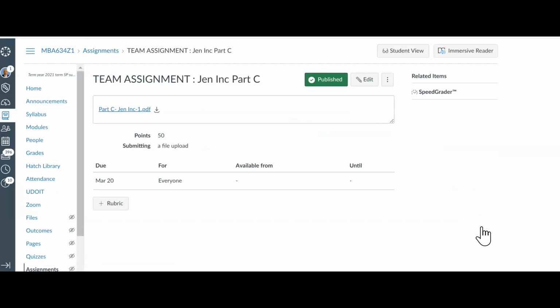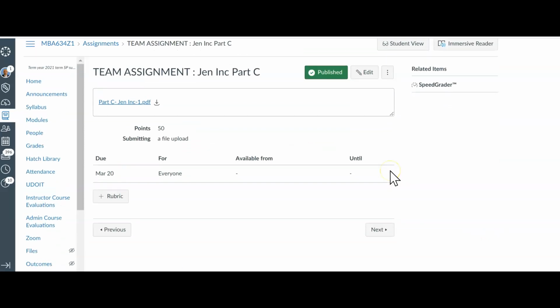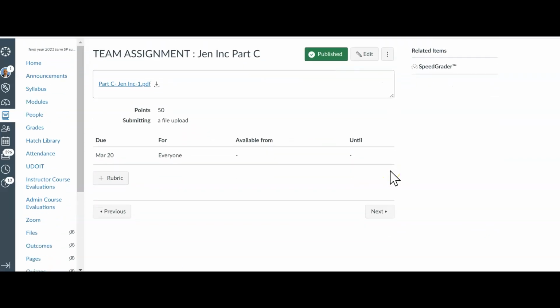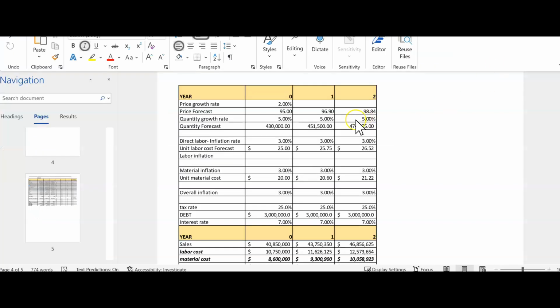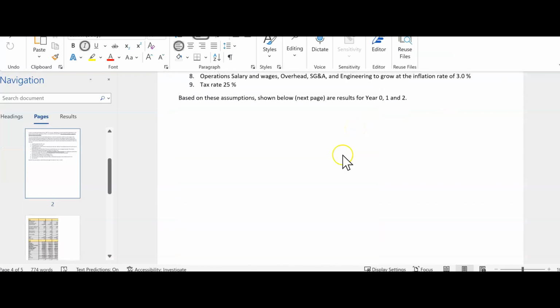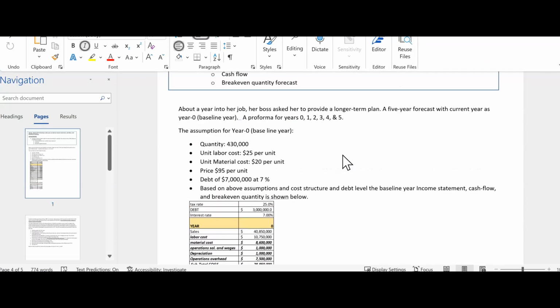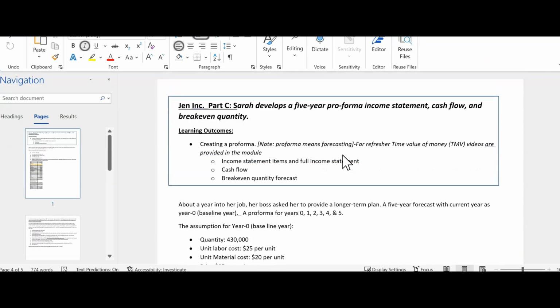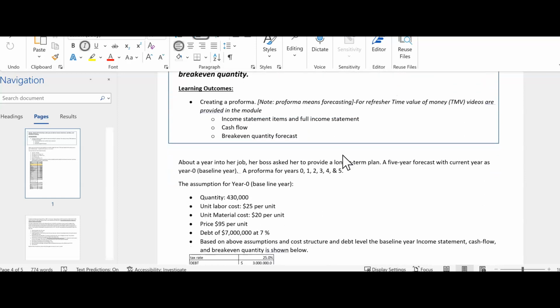Then there is a Jennings Part C. Jennings Part C is going to be another case study, and I'm going to talk about that in a second, a little bit more about it. In the Jennings Part C case study, what we're going to do is learn to do forecasting.